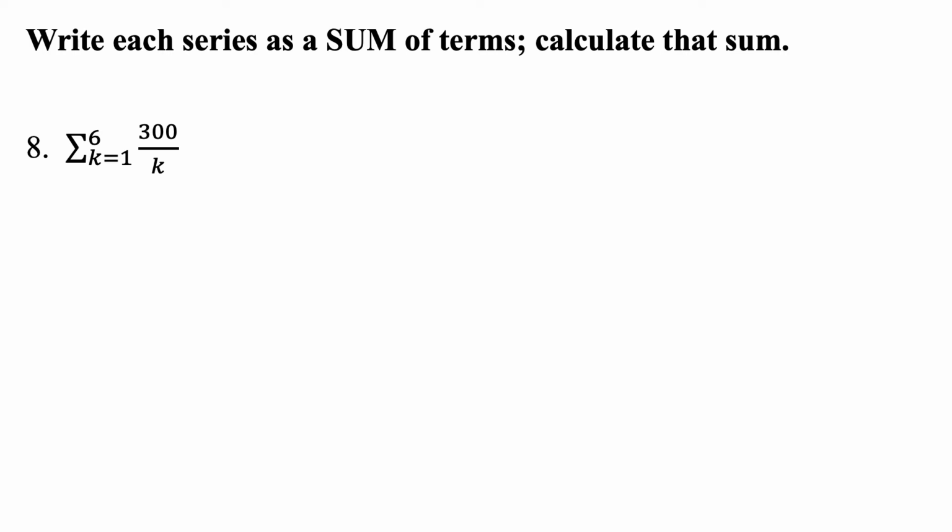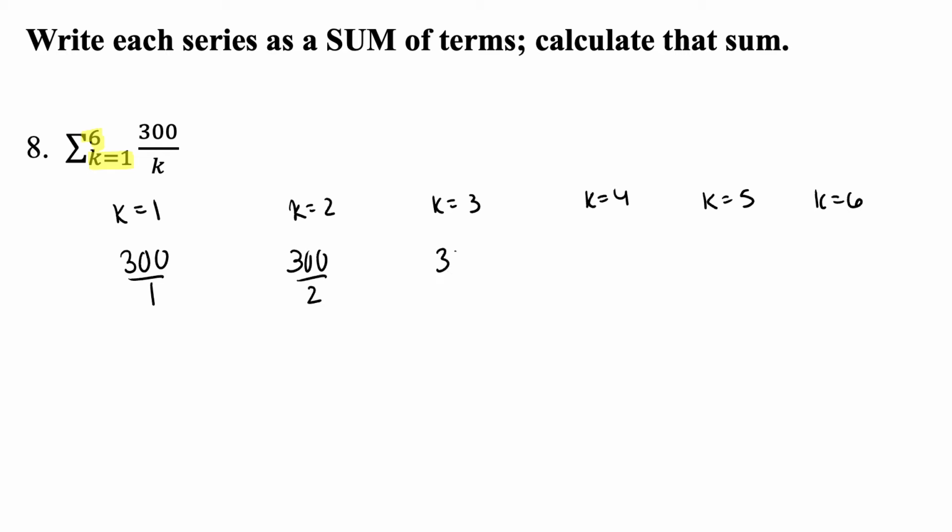Okay, and for number 8, we're not doing anything different. Here we have the sum. This time we have a different variable, from when k equals 1 until 6. We're going to do the same thing, just with a different variable of 300 over k. So we're going to start at k equals 1, and we're going to plug in all the way up until k equals 6. Plugging into our formula, we have 300 over 1, 300 over 2, 300 over 3, 300 over 4, 300 over 5, and 300 over 6.